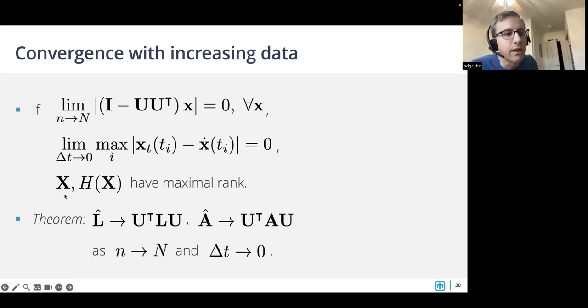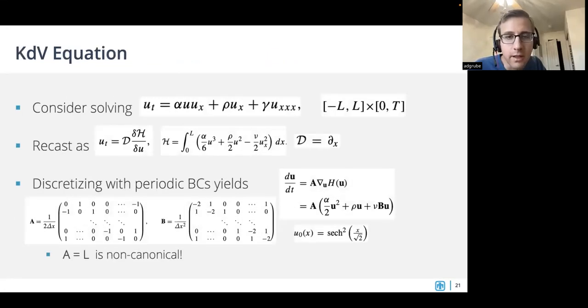And then also that, sorry, there should be a gradient in front of this H, but my data matrix and my data matrix for the gradient of the Hamiltonian have full rank. Then I can show that at least asymptotically, as you take the number of data points to infinity, you should recover the operators that you get from the intrusive ROM. So you're not really losing anything by doing this, at least in the limit.